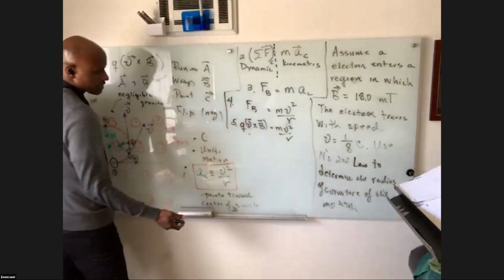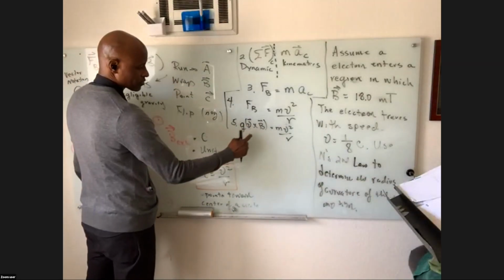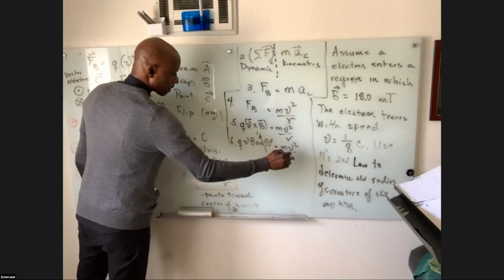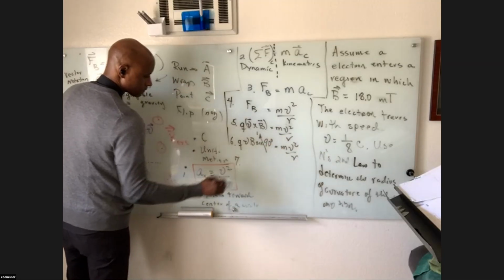So how did you handle this cross product? Well, they're 90 degrees, so I can rewrite it as QVB sine theta, but theta is 90 degrees, so that just becomes 1. Right. Keep going. So multiply R to the other side, and then divide by QVB. That's right.